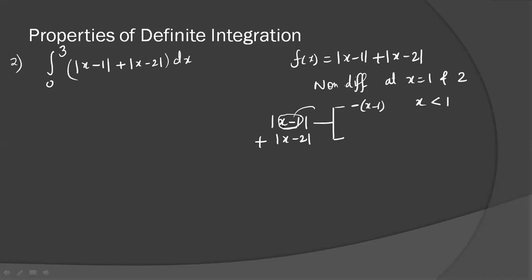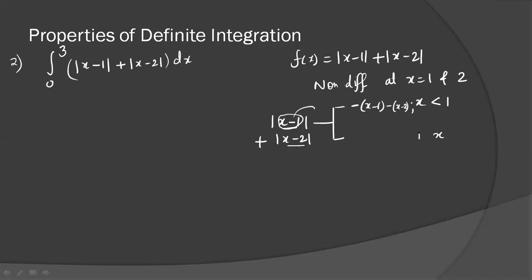So for making positive, we have to multiply with minus sign, because modulus always gives output positive value. So when x is less than 1, this is negative. So for making positive, we will multiply with minus sign. Similarly here, it is also negative. So we will multiply with minus sign. So x minus 2. So now if you put x less than 1, your output will be positive here.